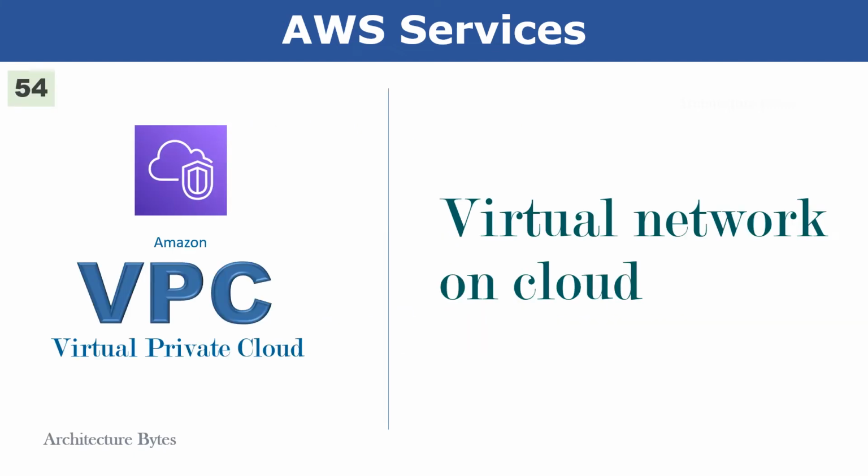VPC, Virtual Private Cloud, is a virtual network on cloud. It is a logically isolated section of AWS Cloud in which you can launch your AWS resources. It gives you full control over your virtual networking environment with regards to resource placement, connectivity, and security.